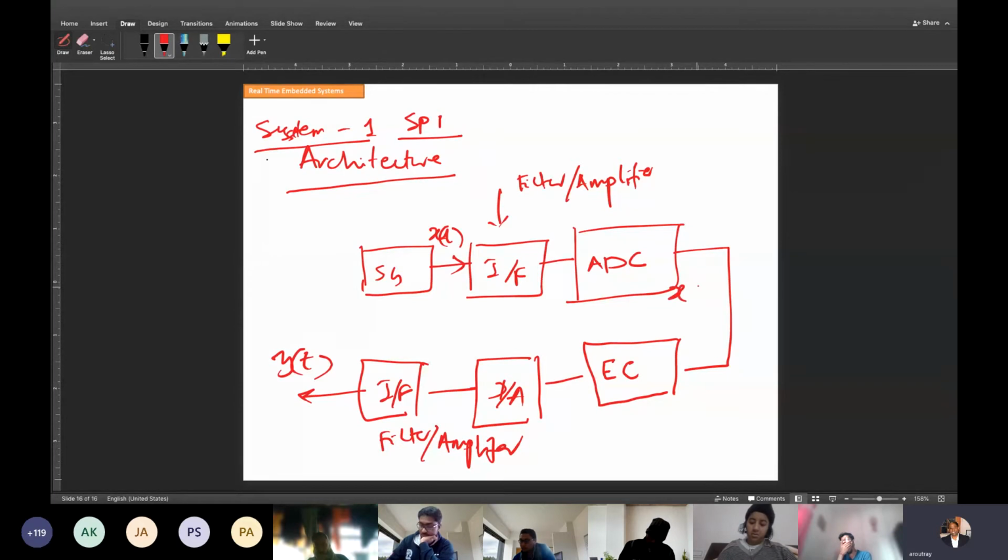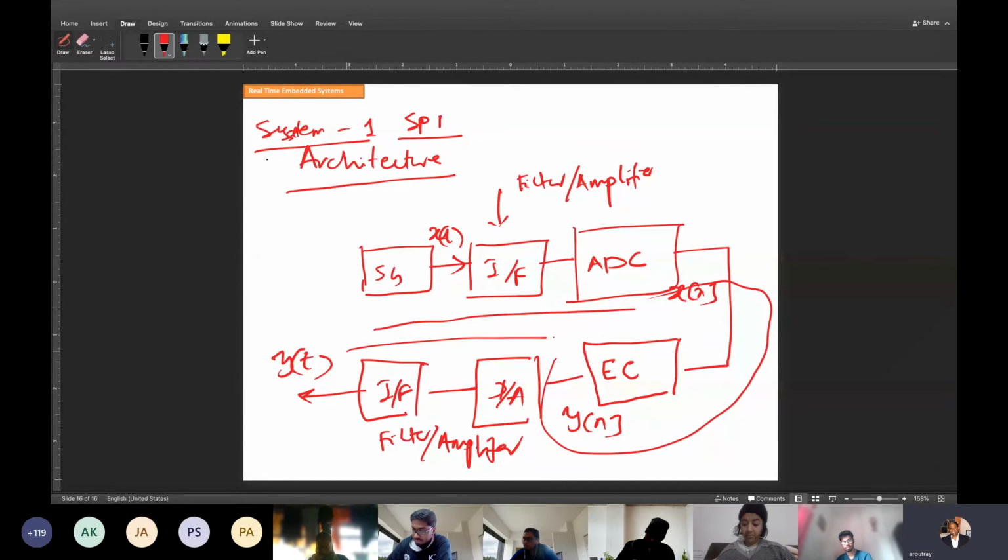And this is X of n. This is Y of n. So the digital filter occurs in this, and this is analog to digital conversion, and this is digital to analog conversion. So this is the system level. This is architecture. Because this is so simple, in one go you are defining the architecture. Then this is called structural specifications. The structural specification can be done by block diagram. It can also be done by signal flow graphs.